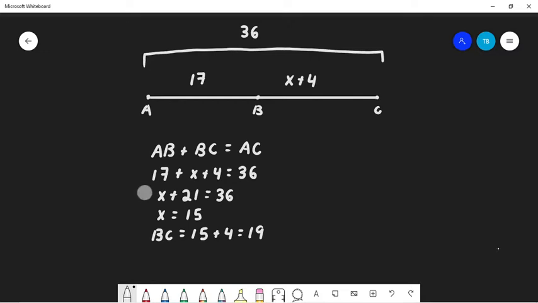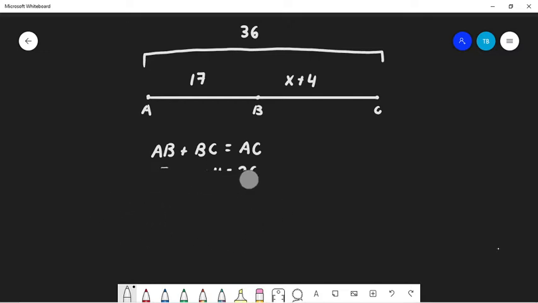All right, so that is one problem down. Let's erase this and we'll go back and start over. Let me erase this up here.